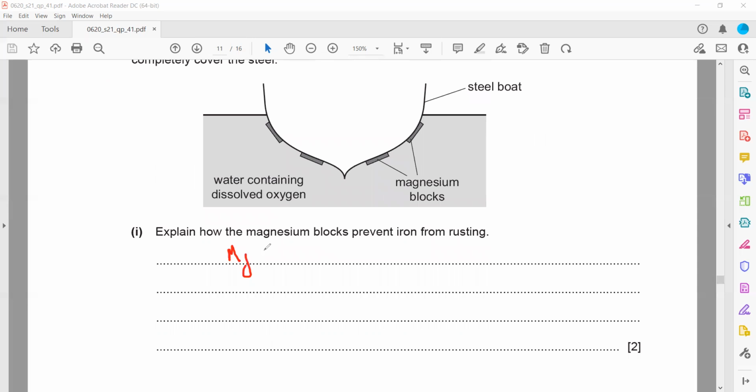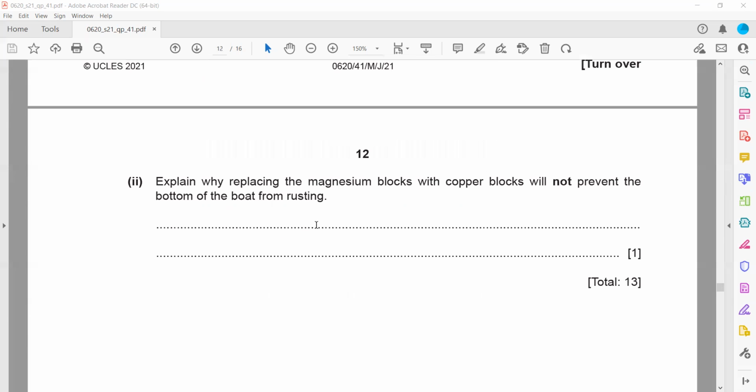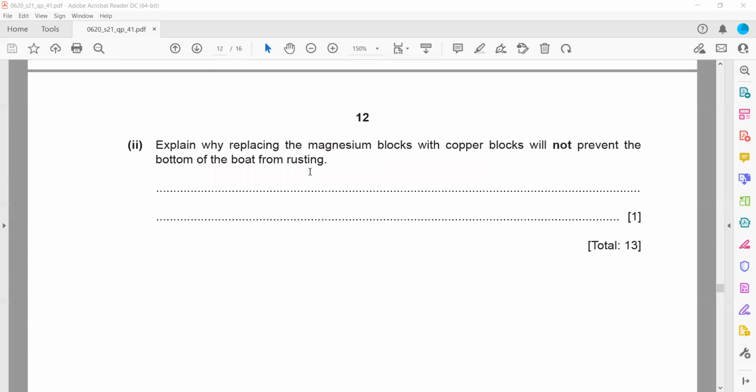1 mark: magnesium is more reactive than iron. The second mark: magnesium loses electrons and is oxidized, and it prevents the iron from being oxidized, because when iron oxidizes, it will rust. If iron does not oxidize or lose electrons, it does not rust.